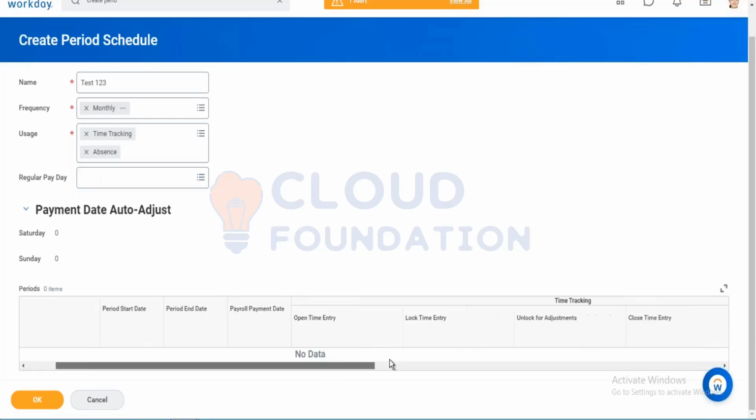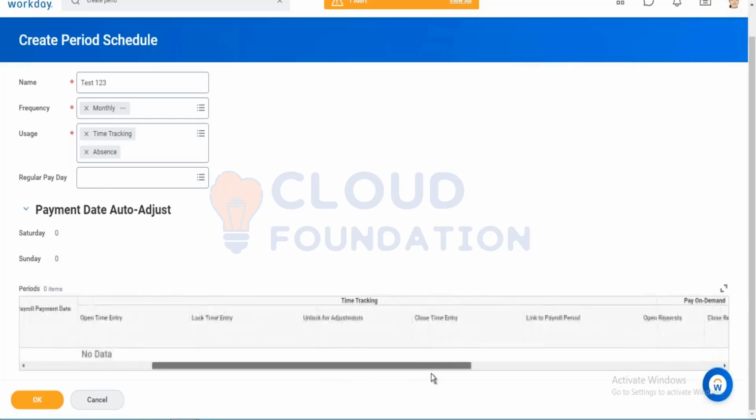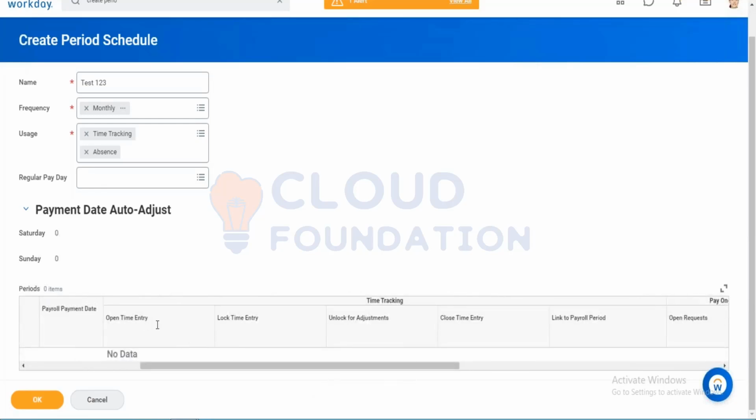Now we will only focus on this part, the time tracking part, not on the start and end date. Now you see over here: open time entry, lock time entry, unlock for adjustment, and close time entry. We will only focus on these four tabs. What do they emphasize? Open time entry means opening that specific period.